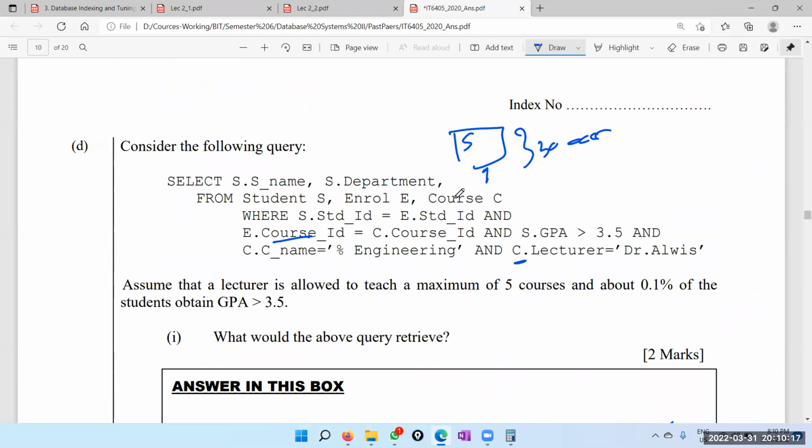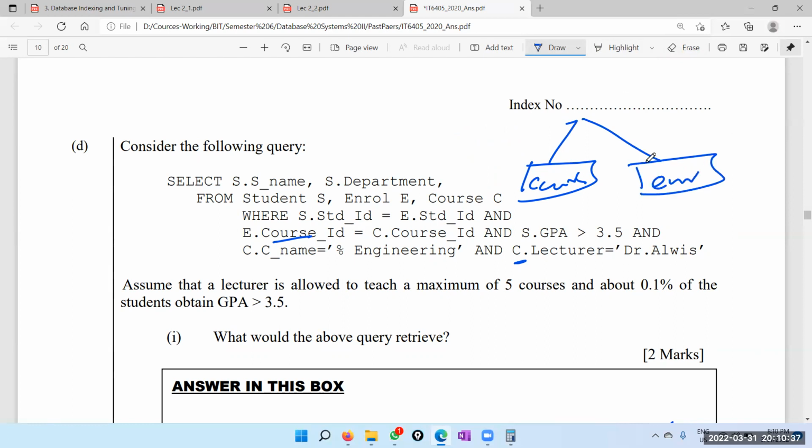Therefore, I will join first the course and enroll table. Course and enroll table, based on course ID. You have to write that. So then that one I will be joining with the student table because that one has a large number of records.